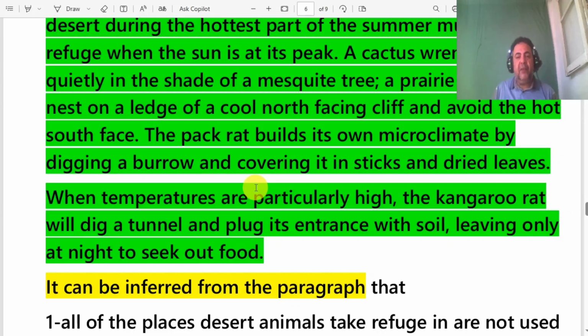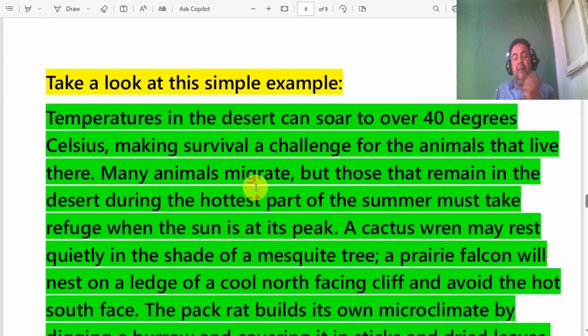As you can see from this example, it's about temperature conservation in desert animals, how they can take refuge in places and stay cool for a long time against the sunlight. Okay, this is the general idea of the topic.